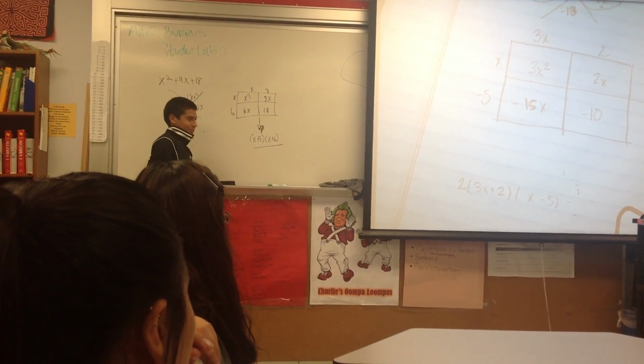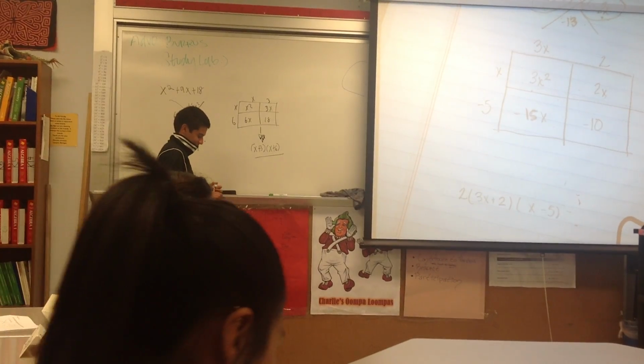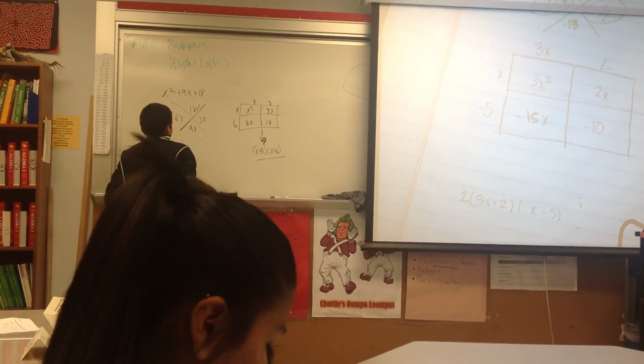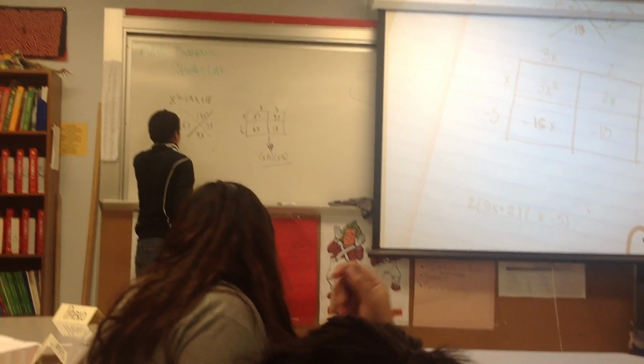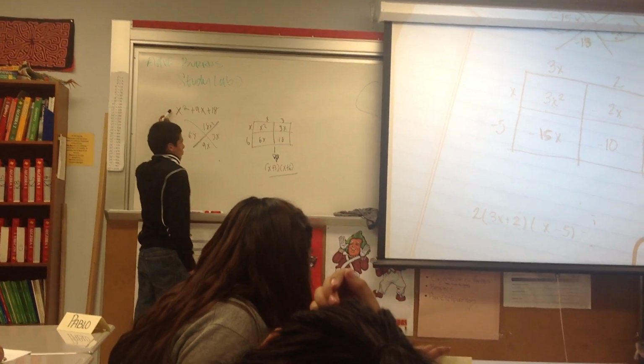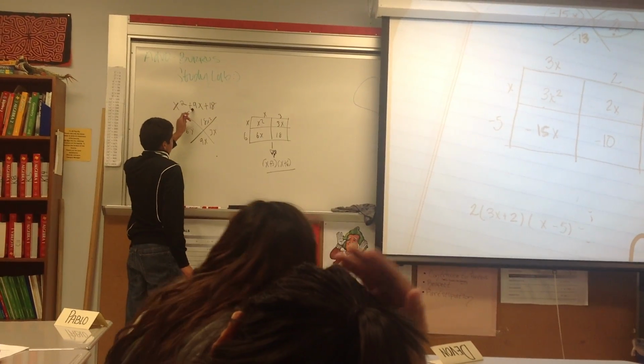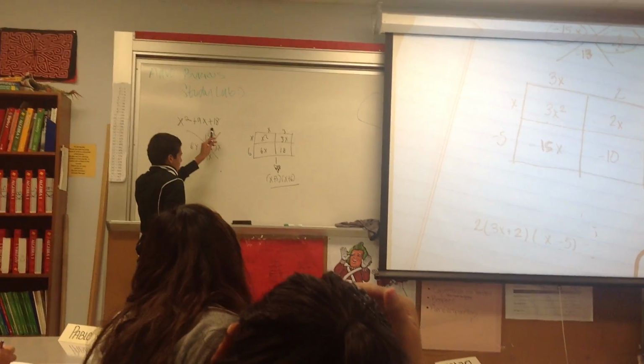Go ahead and walk us through what you did then. Okay. So, first I found my variables for A, B, and C, and A was 1, X squared, and B was 9, and then C was 18.